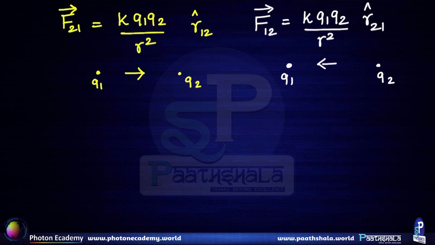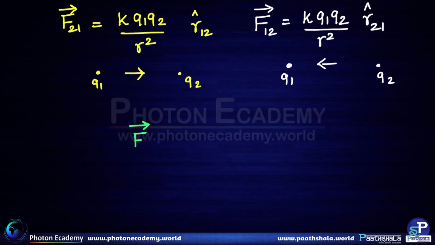We can clearly see one fact, that force 21, that is force on 2 because of charge 1, is negative of force 12. This can be very clearly and easily observed.